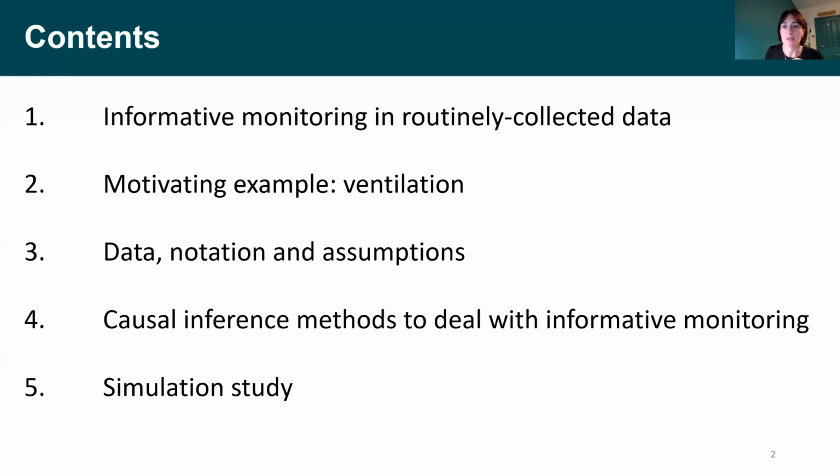I'll describe the assumed data structure using a causal DAG, or a directed acyclic graph, introducing notation and assumptions. I'll then describe two potential causal inference methods that deal with informative monitoring in the context of estimating longitudinal treatment effects. And finally, I'll briefly share some results from a simulation study that I've conducted to compare these methods.